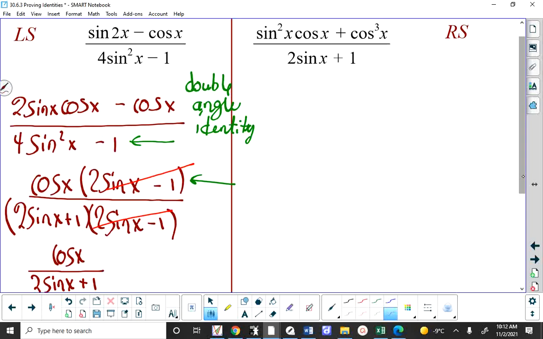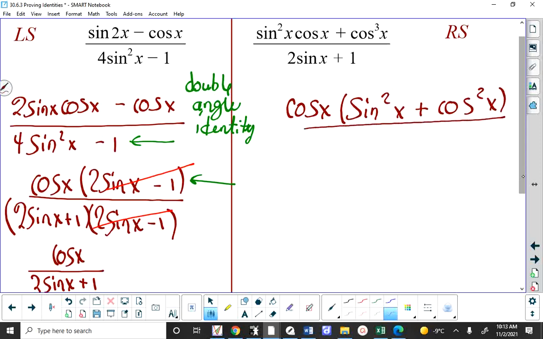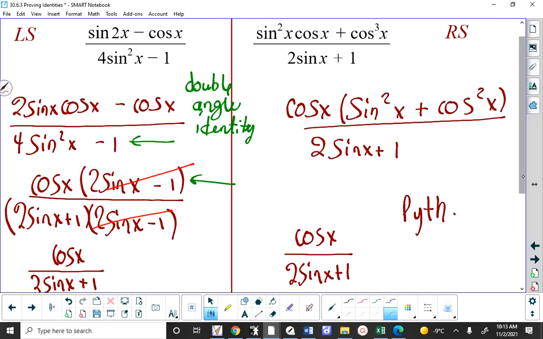No, eh? What can we do to the top? Take a cosine out. Good. We'll take a cosine of x out. And what do we have left? Our friend sine squared x plus cos squared x. Now, we don't need to justify what we just wrote because we didn't use an identity. This is over 2 sine x plus 1. And this becomes cos of x over 2 sine x plus 1 because of a Pythagorean identity.